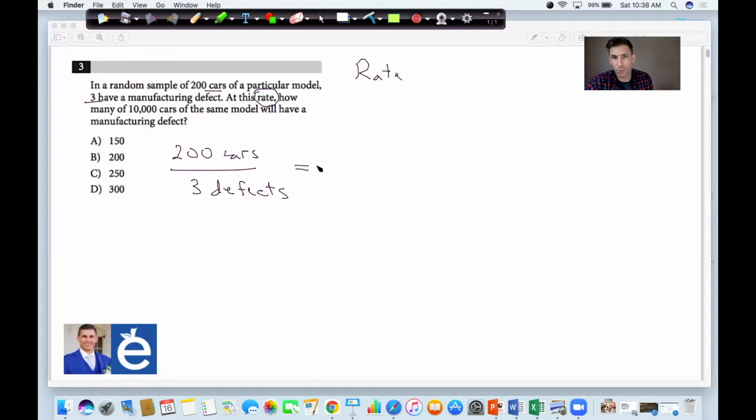Now, I want to set a proportion, and a proportion, by the way, is simply equal rates. A proportion is when I have this equal sign here and I'm having two separate rates. And odds are I need to figure out one of the missing pieces, one of the missing units. It says at this rate, how many of the 10,000 cars? So notice I'm going to put 10,000 cars on the top here.